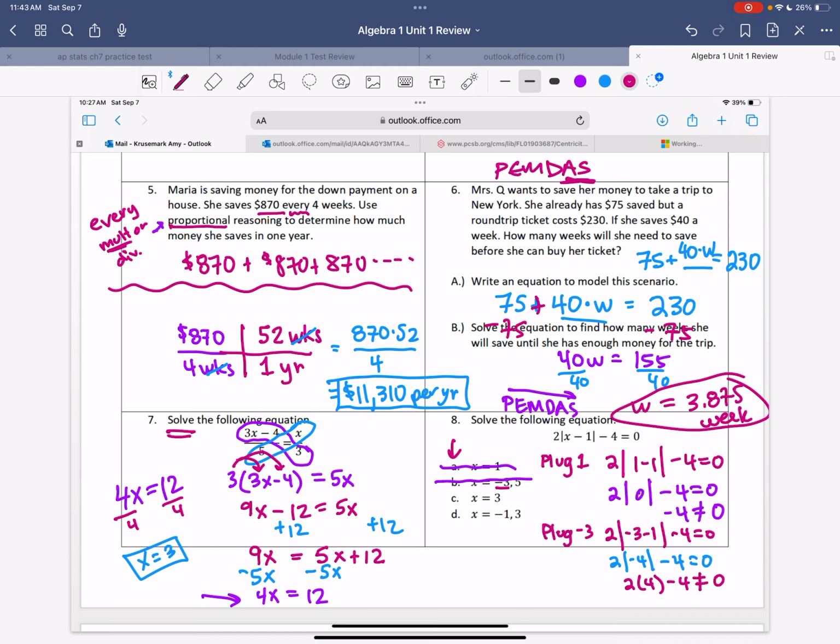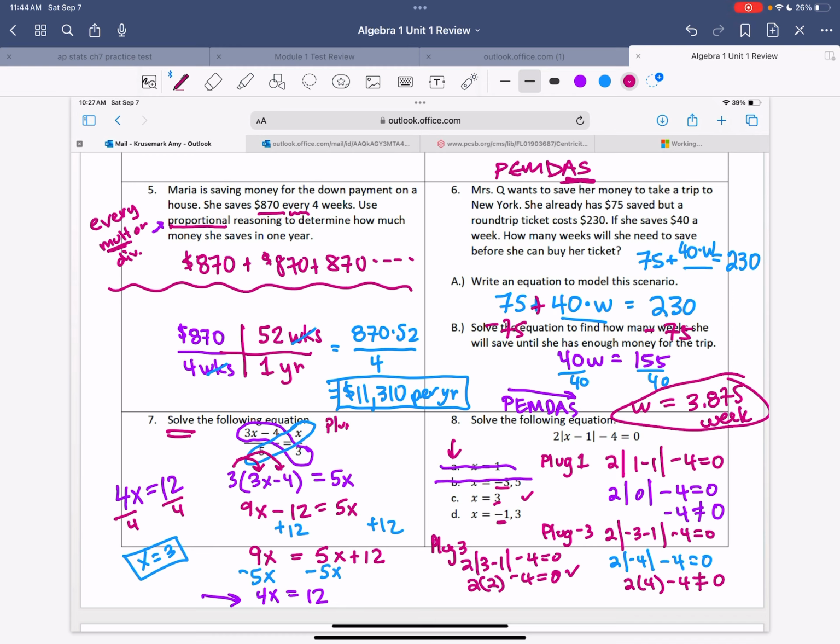Now let's plug in the 3, right? So 2 times 3 minus 1, minus 4. So 2 times the absolute value of 2 is still just 2. Ooh, and that's a winner. So this one's good, but we have to finish it out plugging in a -1 to see if this works.